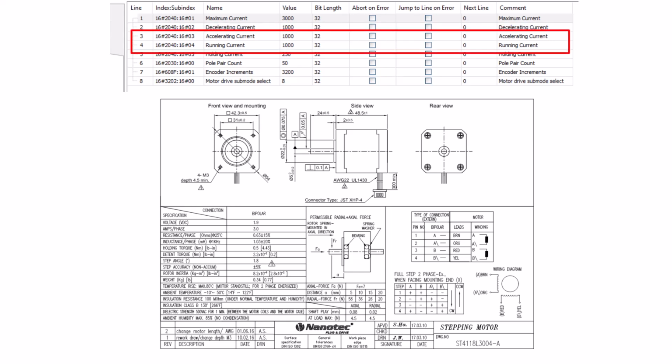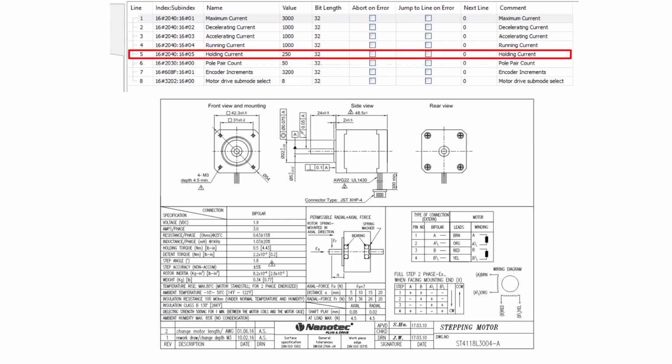Holding current, i.e., the current that flows when the motor is stationary, depends on the application and must be activated for the respective axis via bit 3 of the motor drive submode select object. We set this current to 250 mA for our axis and activate it via bit 3, which corresponds to an 8. Then pole pair count.